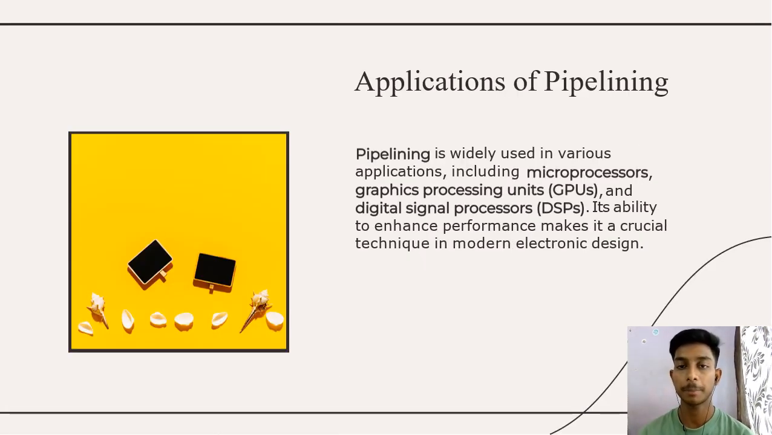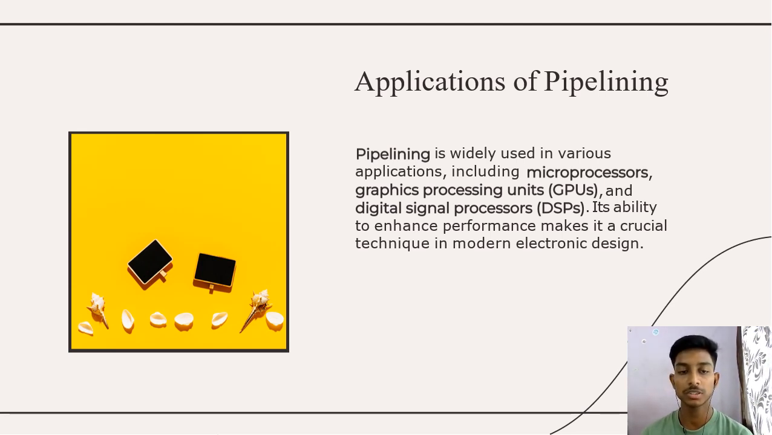Applications of pipelining. Pipelining is widely used in various applications, including microprocessors, graphics processing units, GPUs, and digital signal processors, DSP. Its ability to enhance performance makes it a crucial technique in modern electronic design, in the present and in the future.